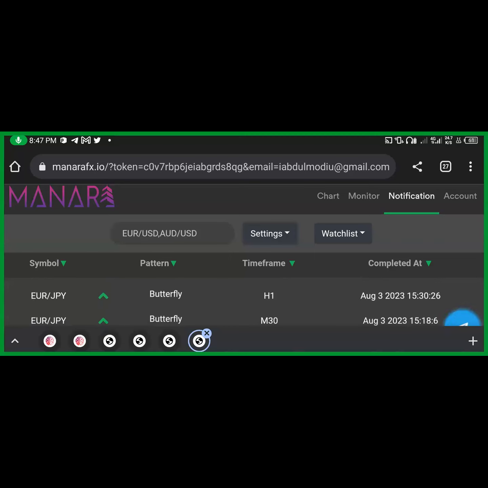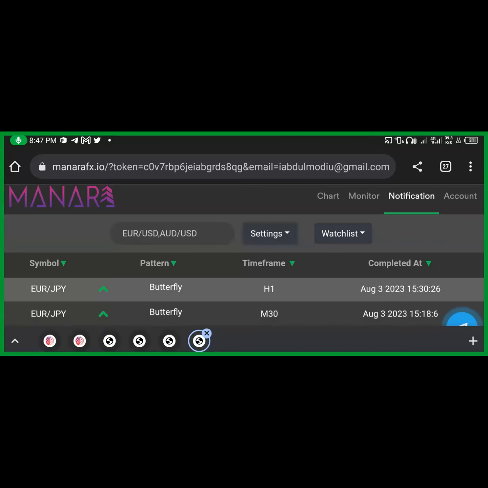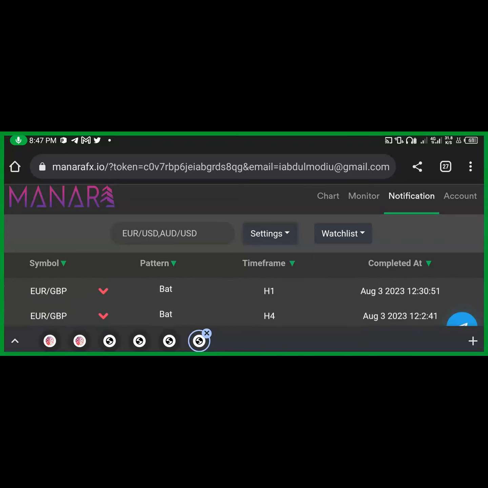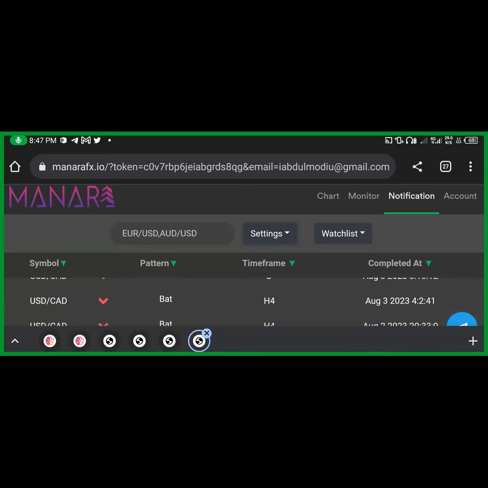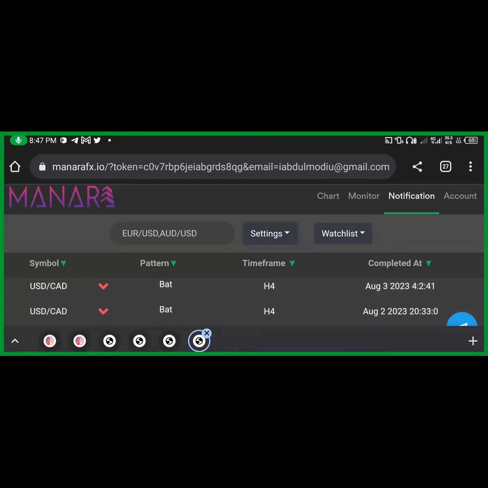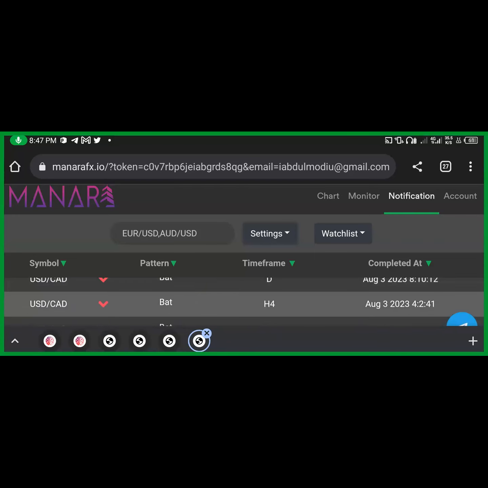When they talk about setups, they are particular about the pairs. So we have Euro JPY on Thursday, Euro JPY, Euro GBP, you can see, and then we have I think USD CAD. Look at the dates, August 3rd, USD CAD, right? Keep looking at the dates, USD CAD is the same, right? So the last one we had was USD CAD H4, okay? That was the last one.